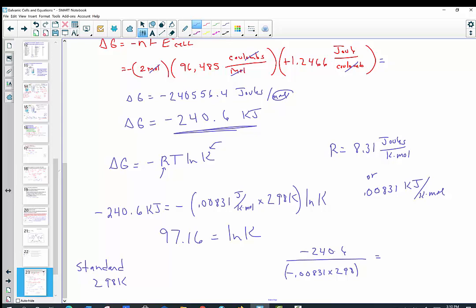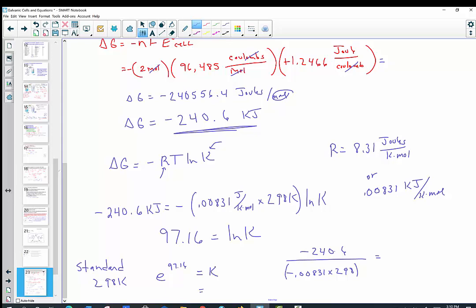And then I have 0.00831, 298. Yep, I got it twice, 97.16. So that E raised to the 97.16 gives me K.